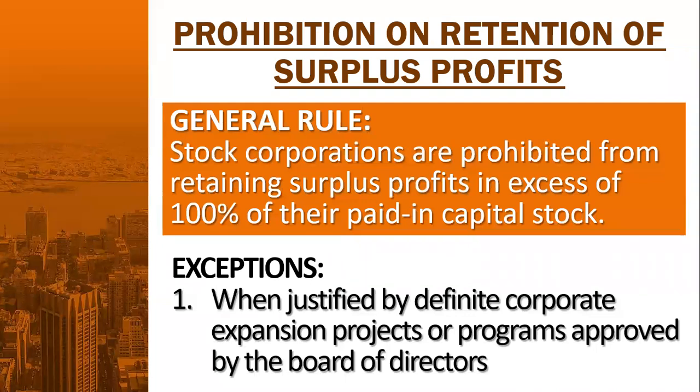Now we are in the second paragraph of Section 42, in which states the prohibition on retention of surplus profits. The general rule, stock corporations are prohibited from retaining surplus profits in excess of 100% of their paid-in capital stock. When we say paid-in capital stock, the full amount of cash or other assets that shareholders have given a company in exchange for stock.